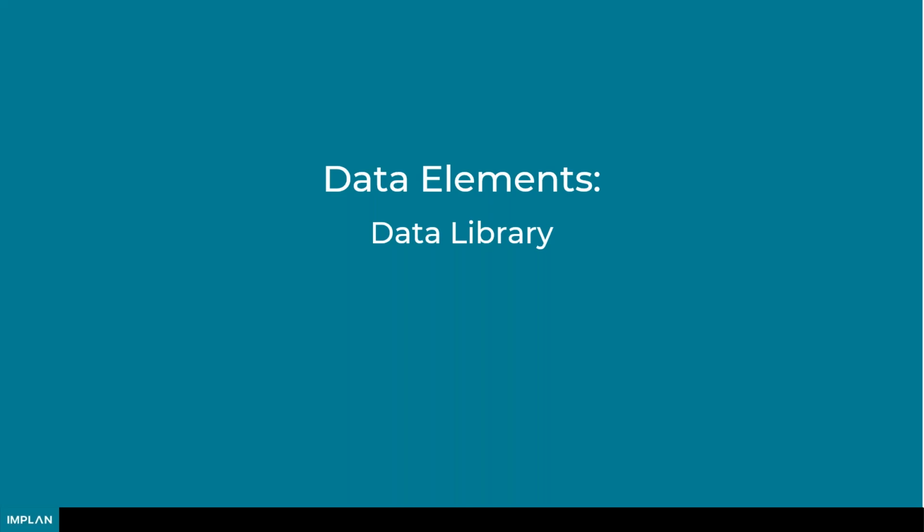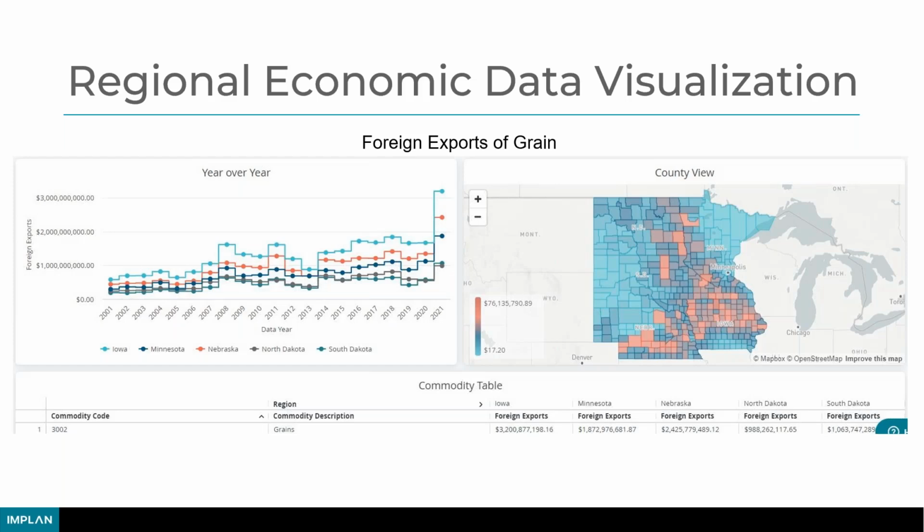That kind of covers what I wanted to talk about in the region details section. I do want to talk about data library. What data library really has going for it is the capacity to visualize a lot of this data. So if I want to look at foreign exports of grain over a broader scope of regions, I can do that.